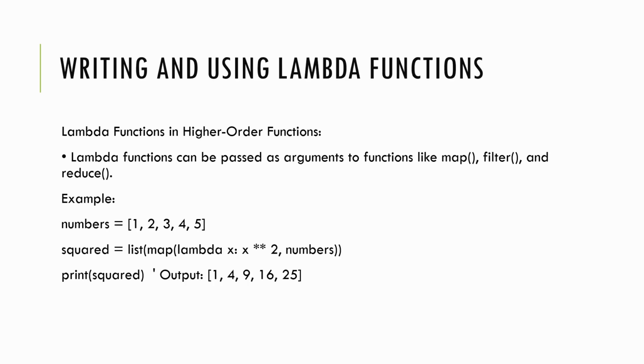Lambda functions can also be passed as arguments to higher order functions, such as map, filter, and reduce. For example, we have a list of numbers 1, 2, 3, 4, and 5. We use map with a lambda function to square each number. The result is a new list: 1, 4, 9, 16, and 25.